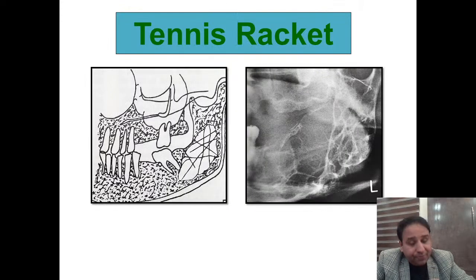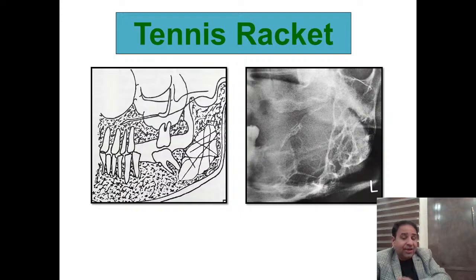Having this soap bubble or honeycomb appearance. And if you have straight septae, remember, if you have straight septae like this, then it is tennis racket appearance, which is characteristic of odontogenic myxoma. If you have straight septae, then it is tennis racket appearance.